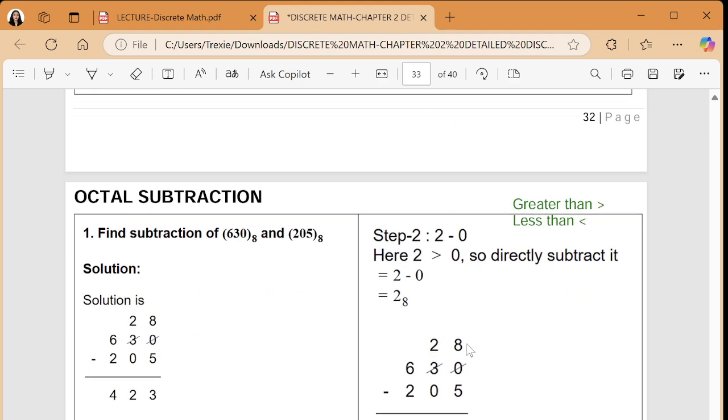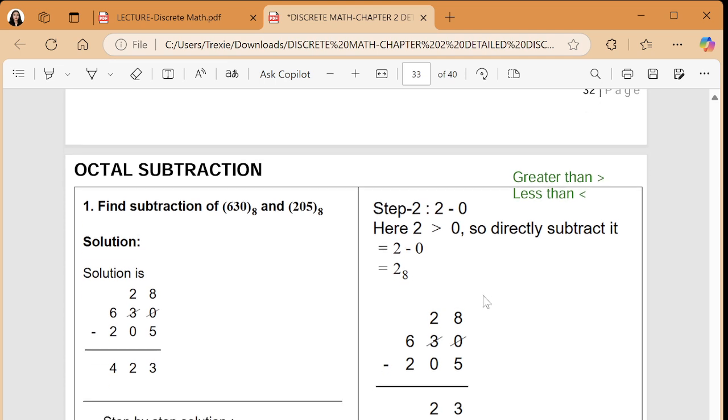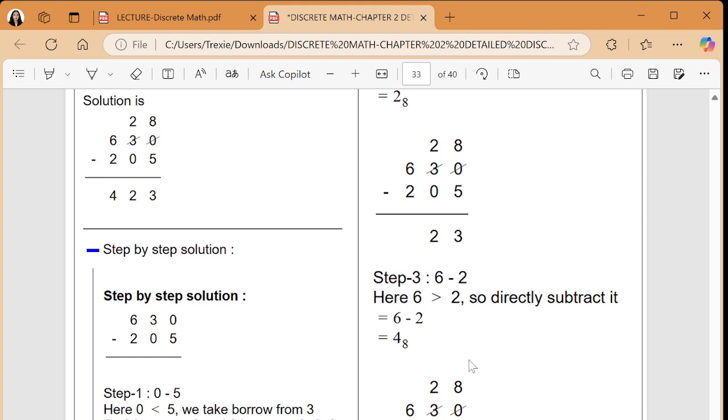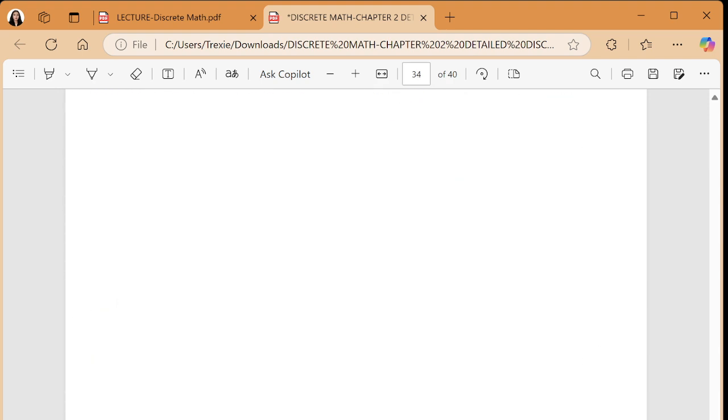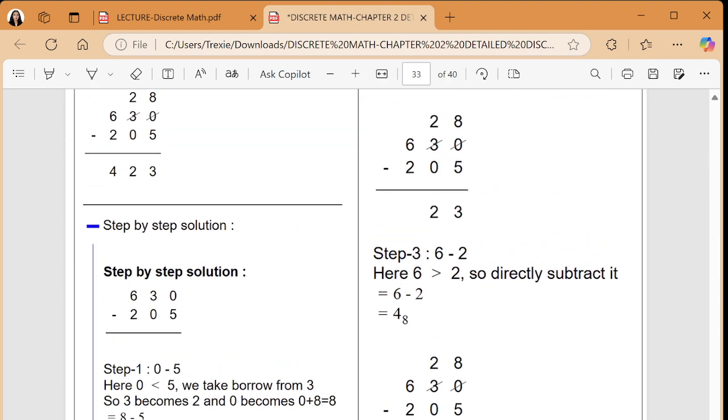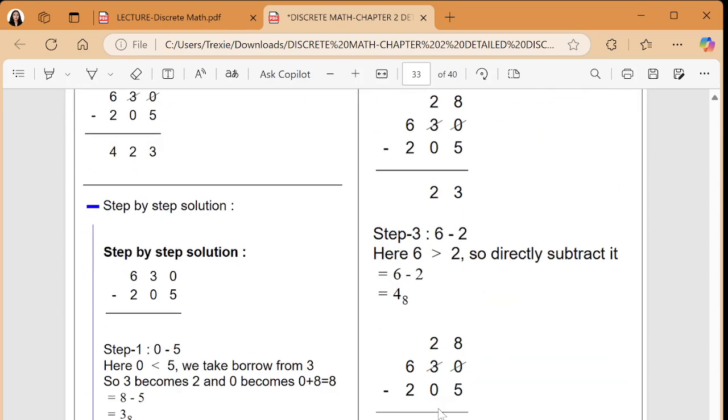Next is step 2. Since 2 is greater than 0, we can directly subtract it. So 2 minus 0 is equal to 2. So step 3, 6 minus 2. We can directly subtract it. 6 minus 2 is equal to 4. So the final answer would be 423 base 8.